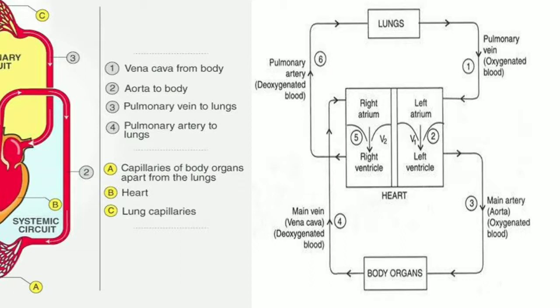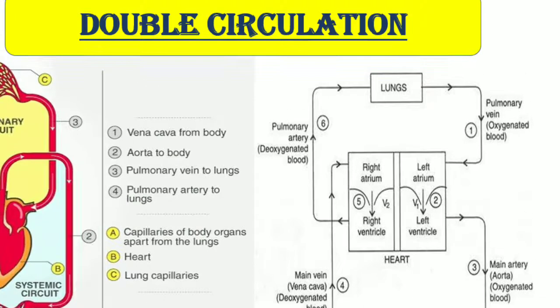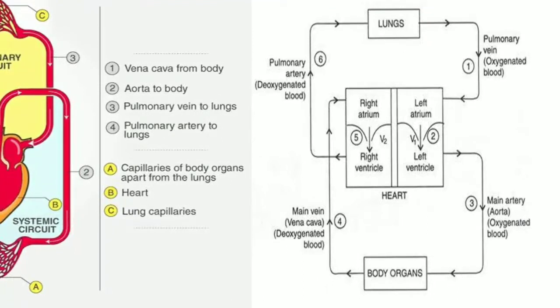Now the lungs will give the blood through the pulmonary vein to the left atrium. Then the left atrium will pump the blood to the left ventricle, and this left ventricle will give the blood through the main aorta, or we can say the aortic arches, that will distribute the blood to the body. Again, deoxygenated blood will be received by the right atrium, and the right atrium will pump it to the right ventricle, and again to the lungs.